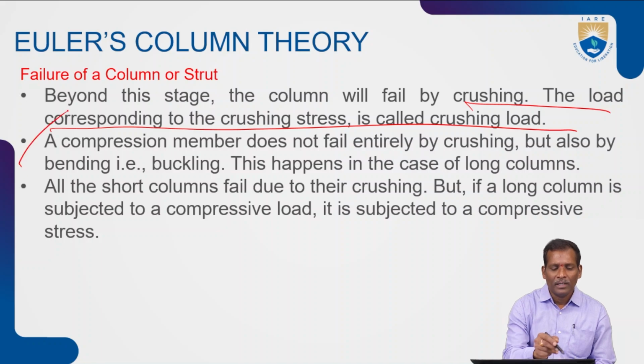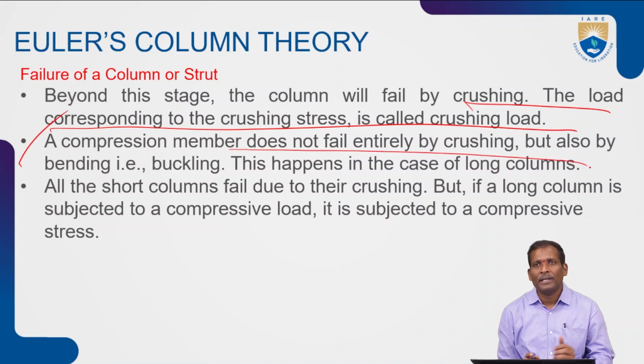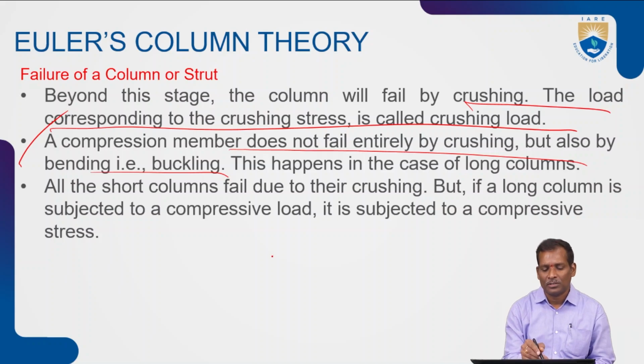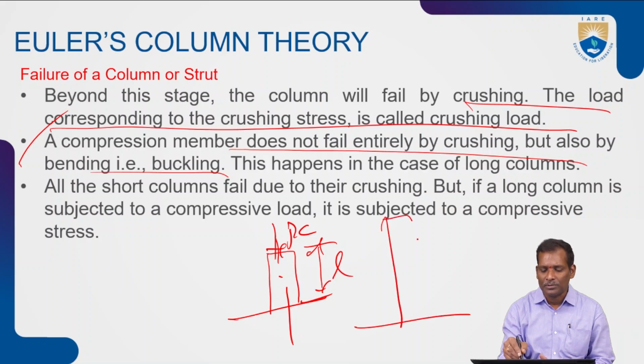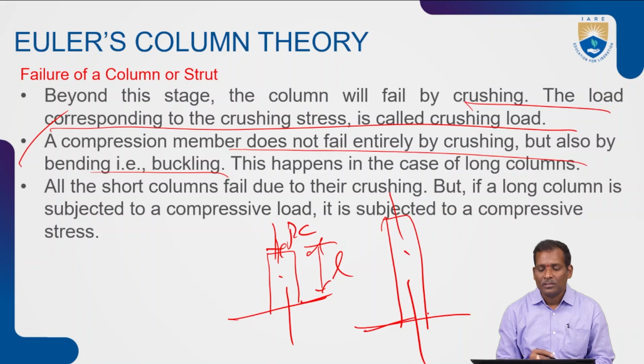A compression member does not fail entirely by crushing, but also by bending. That is buckling. This happens in the case of long columns. Suppose the length of the column is very short when subjected to compressive load; then it fails by crushing. What about long columns? The long columns bend like this.